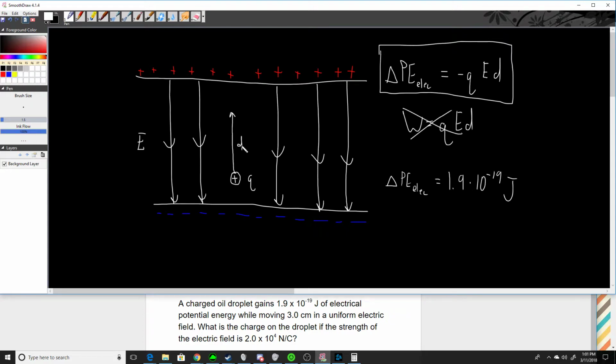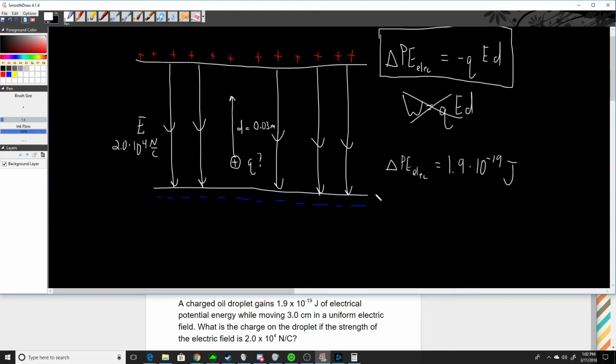I'm moving my charge 3 centimeters. And so if I want to put that, I don't use centimeters in this equation, I use meters, just like we've been doing. And so that would be 0.03 meters. And I know that the electric field has a uniform strength of 2 times 10 to the fourth newtons per coulomb. All right. So the only thing I'm missing now is the charge, and that's actually what the question's asking for.